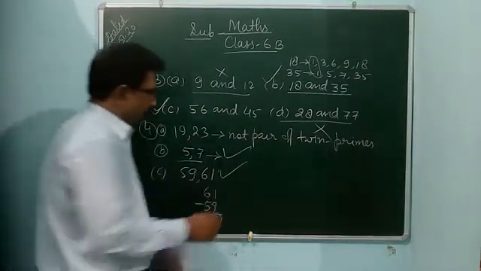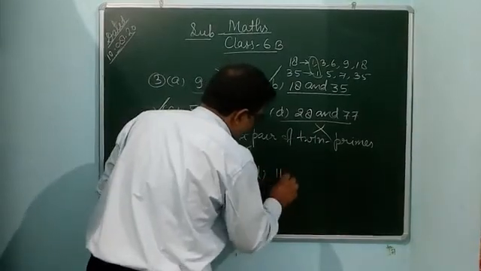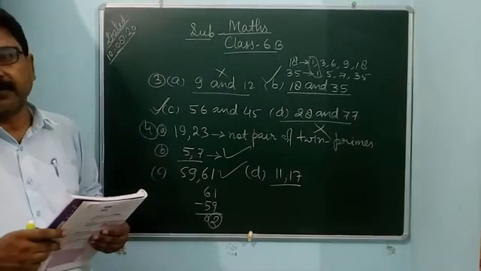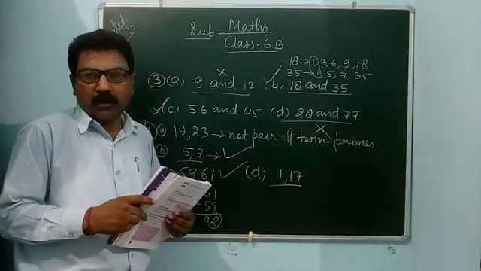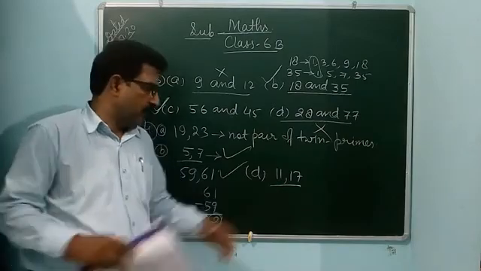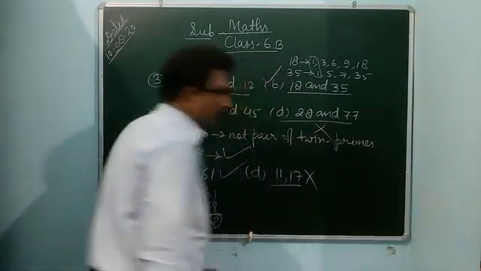D, 11 and 17. The difference is 6, not 2, so this is not a pair of twin primes.